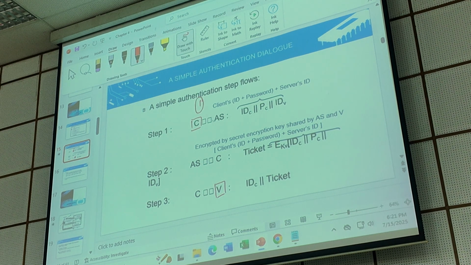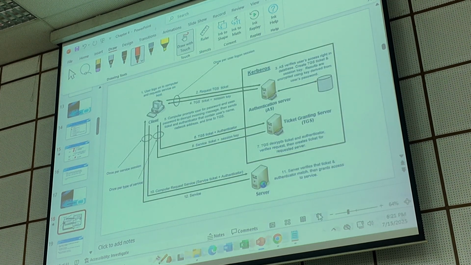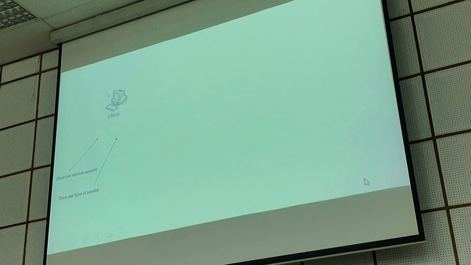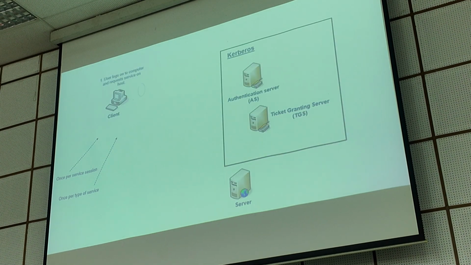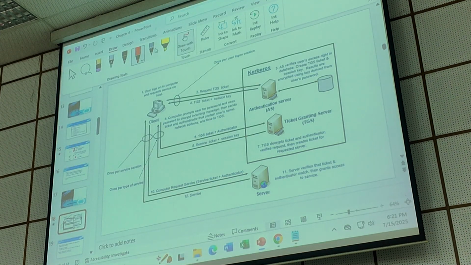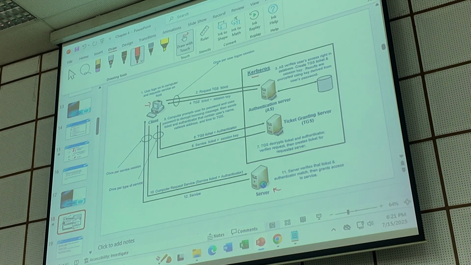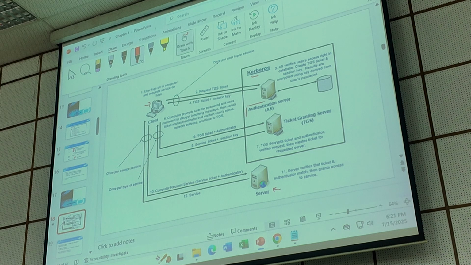The first step is the client sends a request to the authentication server. Can you see this slide? This is the client. The client wants to access the server. There's a Kerberos server. Inside this Kerberos server, there's an authentication server and a ticket granting server.